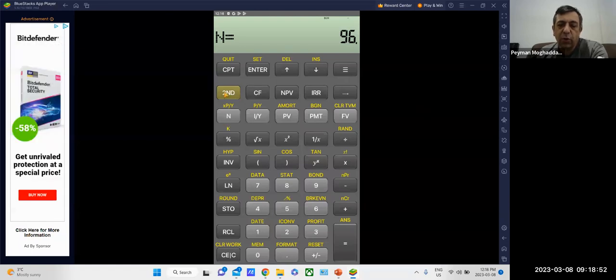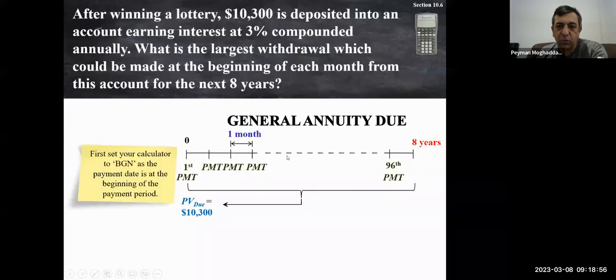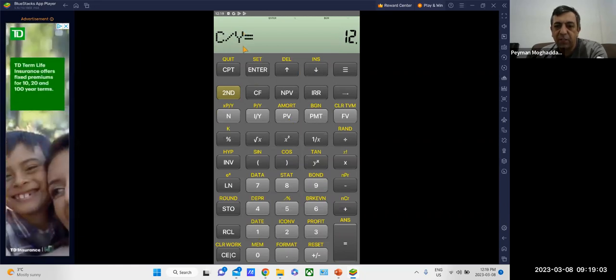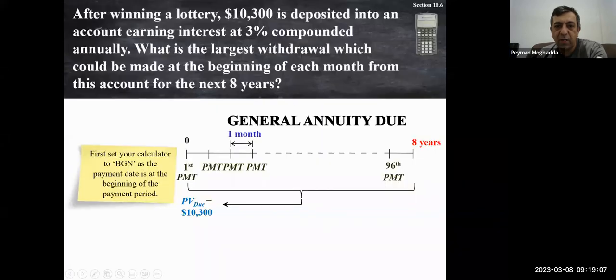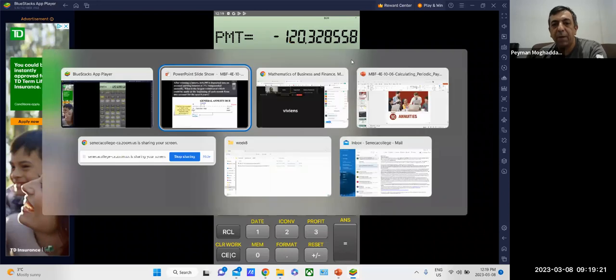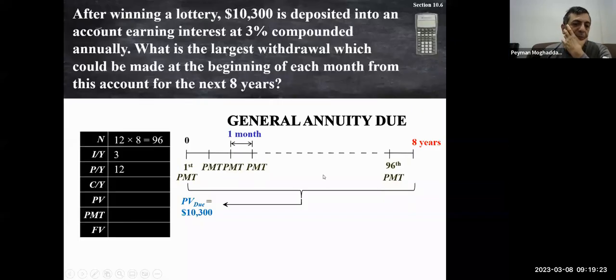Now you want to go to P/Y, C/Y. The number of payments per year is going to be 12. But the number of compounding periods per year is going to be 1, because you're compounding annually. So the compounding frequency is 1. That's the only thing you need to set properly. And then coming out, now you do CPT and PMT, and you get $120.32.